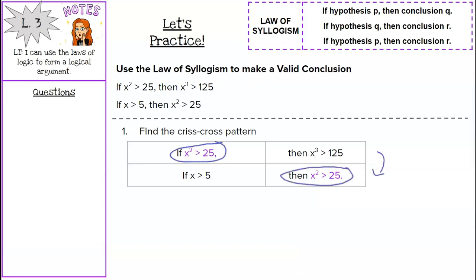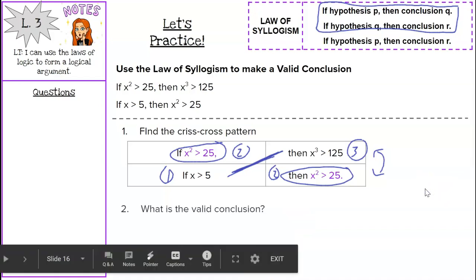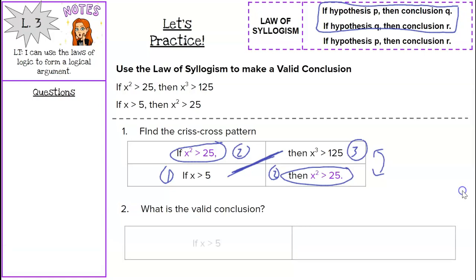So if you wanted, you could rewrite the two statements, flip them around so that it crisscrosses like it does in the law of syllogism. But it's fine, it's just written backwards. So we would read this as event 1, this would be event 2, and then this would be event 3. So we're still going to match up these two that are not the matches, and we'll write our valid conclusion. So what is our valid conclusion? Our valid conclusion would be if x is greater than 5, then x cubed is greater than 125.